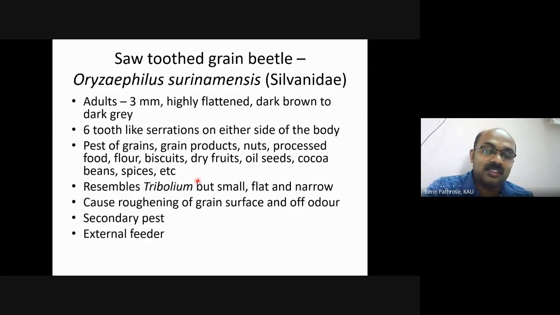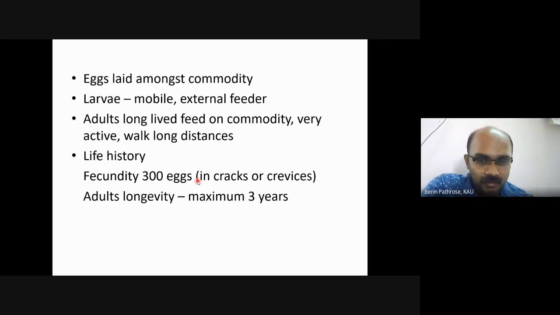So I told you it's a typical secondary pest and an external feeder. The sawtooth grain beetle's typical character is six tooth-like serrations on either side of the thorax, smaller than tribolium, 3 mm in size, flattened, dark brown to gray. It's an external feeder, a secondary pest infesting almost all the products and causes roughening of grain surface and off odor.